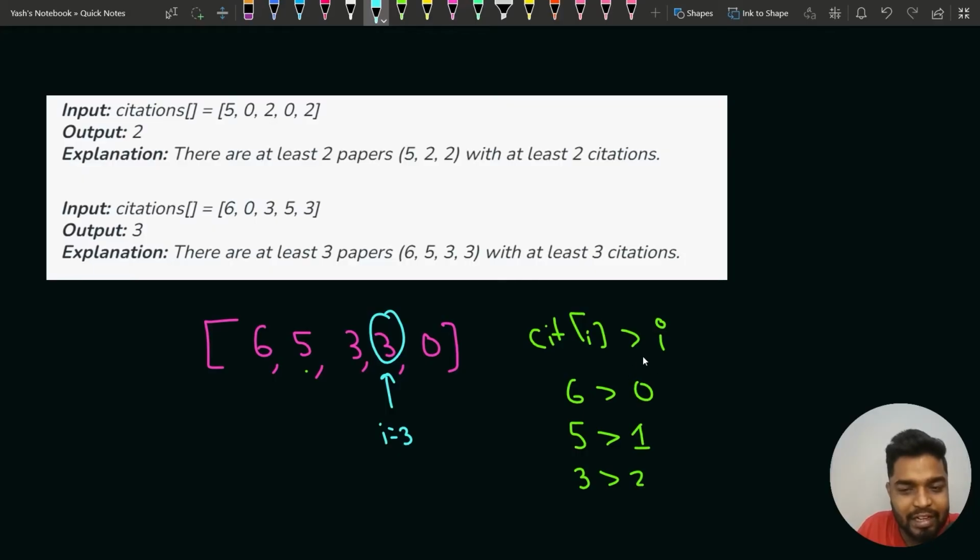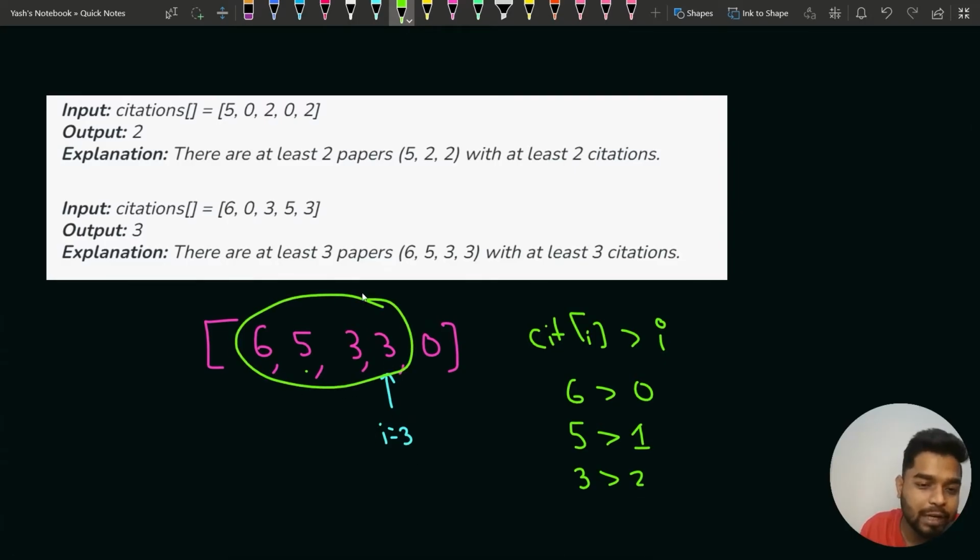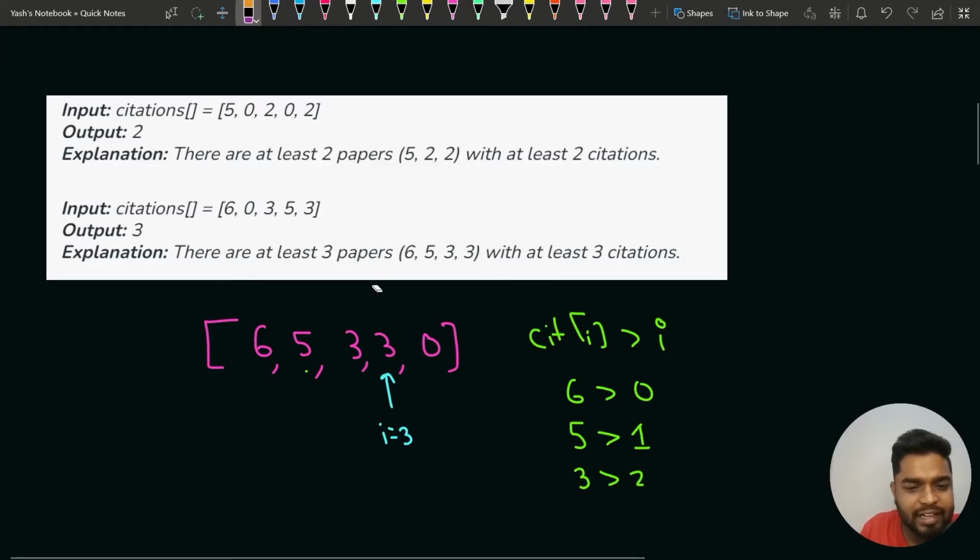So that is why I'm checking for the greater than sign, because the element at the ith index needs to be greater than I. If I'm at the ith index, I'm checking for I plus 1 research papers here. Since the citation of I is not greater, and the I value is 3 here, there are not 4 papers which have been cited at least 4 times. So I can stop here, because the criteria is not being followed, and we can simply print the value of I, because the I value will indicate how many papers were able to satisfy the criteria.